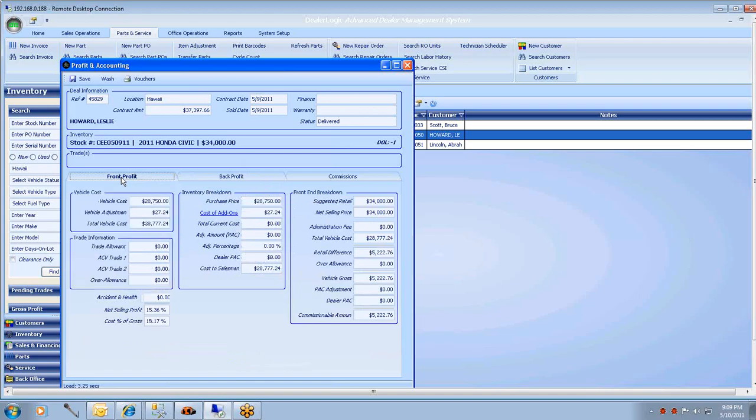If I come back to my front profit tab, I can see that my original cost of my vehicle was $2,750. My vehicle adjustment was my repair order for $27.24, and my total cost is $2,877.24. We're going to see these numbers here in accounting in a moment.